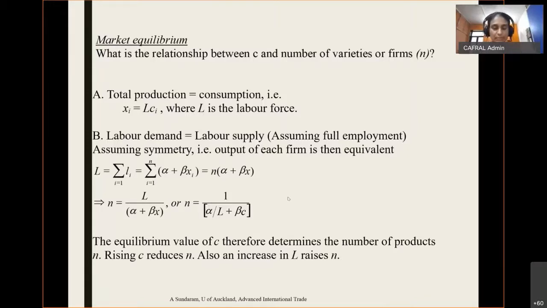So let's look at these things a little bit. Let's look at the intuition here. The equilibrium value of C determines the number of products N. So C is a determinant of the number of products.